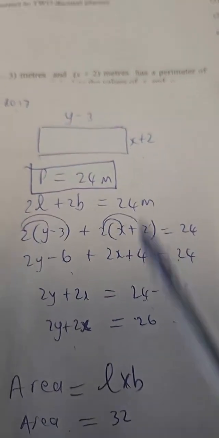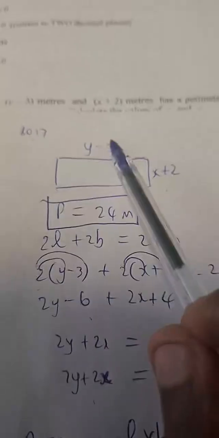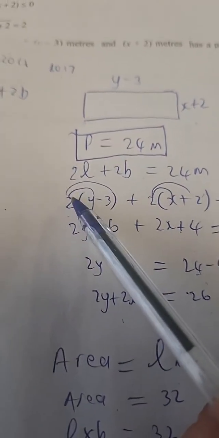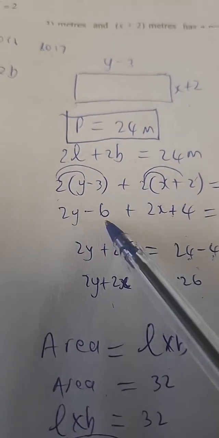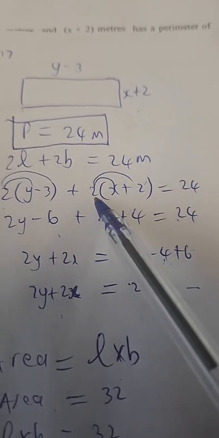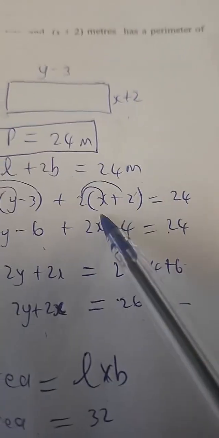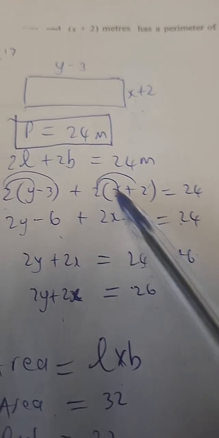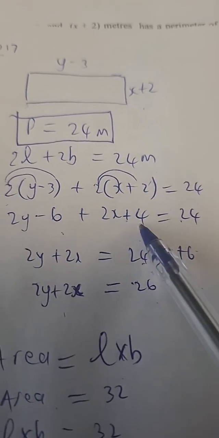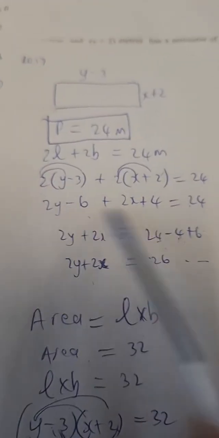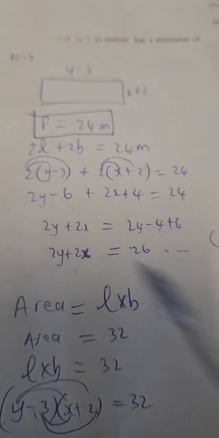24 meters. Then I'm going to use my length, which is y minus 3, substituted in the place of L in brackets. Then I distribute: 2 times y, 2y. 2 times minus 3, negative 6. Plus 2b. What's 2b? The breadth, x plus 2. In the place of b, I write x plus 2 in brackets. 2 times x, 2x. 2 times 2, 4. Equal to what? 24.